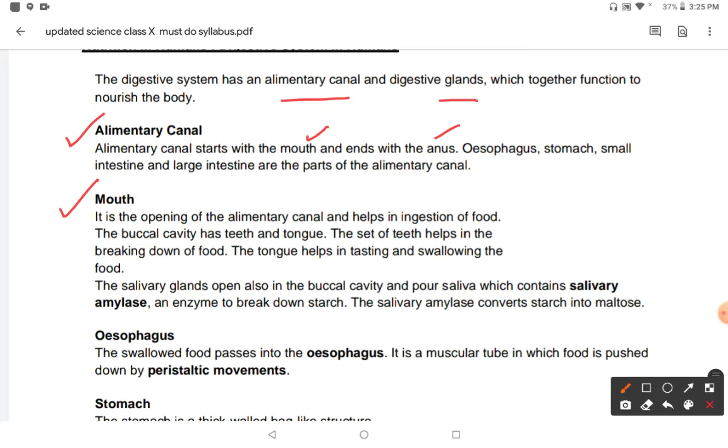Next is the mouth. It is the opening of the alimentary canal and helps in ingestion of the food.